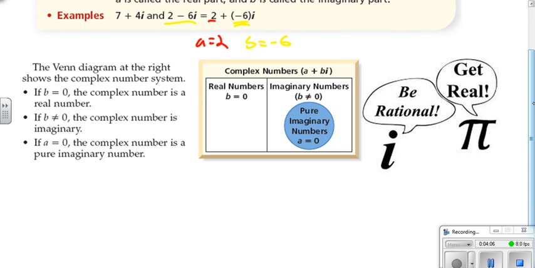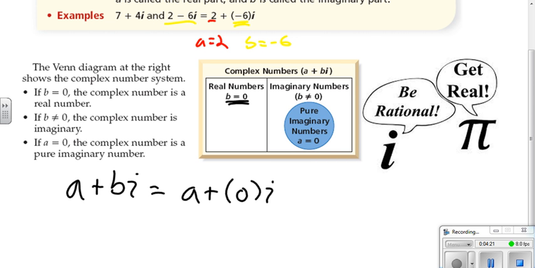Looking at this Venn diagram, anytime that we have a plus bi, if we said that b was 0, that would be written like a plus 0i, and 0 times anything is just 0, so we get rid of it. We'd just be left with a. We know that a is the real part, so wherever b is 0, they're just called real numbers. They're only the real parts.